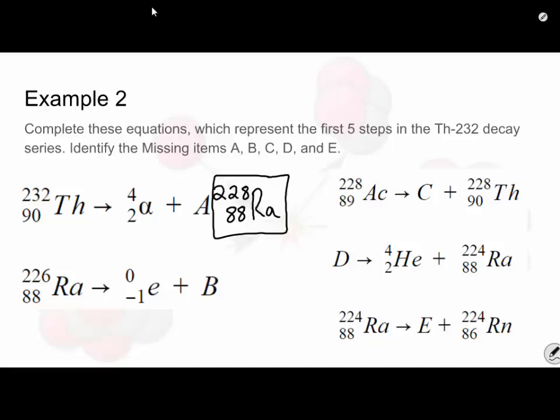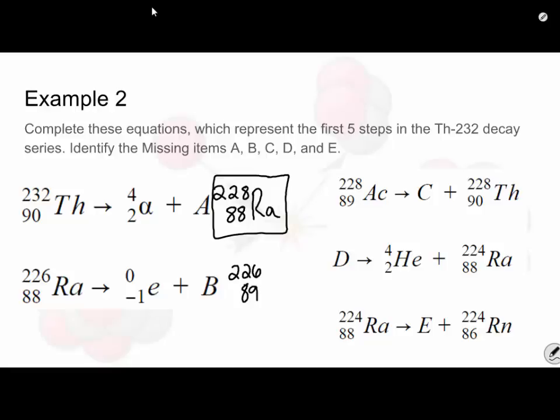So on our left side, we have 226 on top. On our right, we only have 0. So we know our top number has to be 226. Our bottom number, we have 88 for our atomic number. On this side, we have a negative 1. So negative 1 plus what gives us 88? And so we would say 89.